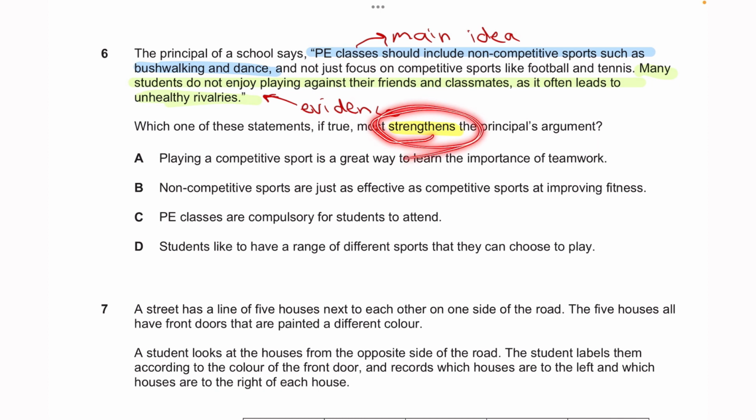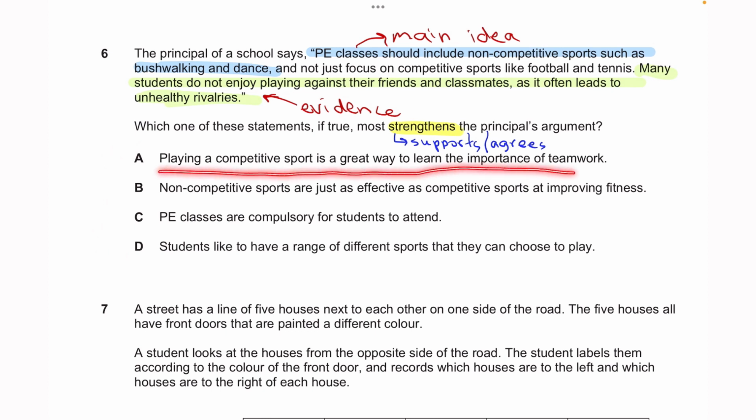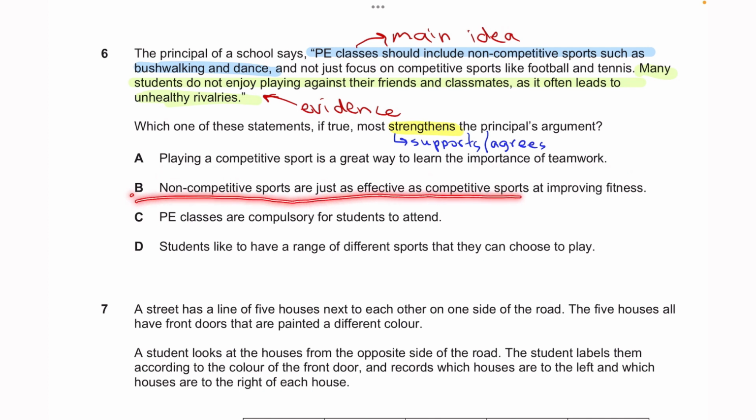And now we need to find which option strengthens that. Mind you, the word strengthening relates to the word supports, relates to the word agrees. So we're trying to find which of these options also agrees with this idea up here. We've got A, playing competitive sports is a great way to learn the importance of teamwork. B, non-competitive sports are just as effective as competitive sports at improving fitness. C, PE classes are compulsory for students to attend. D, students like to have a range of different sports that they can choose to play.